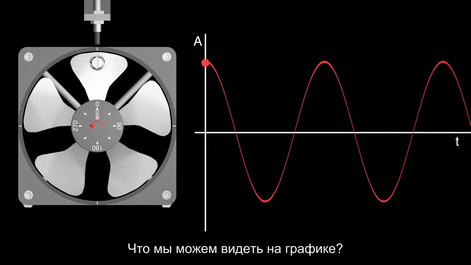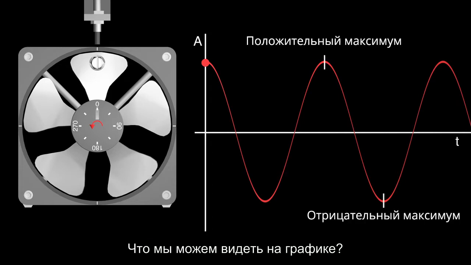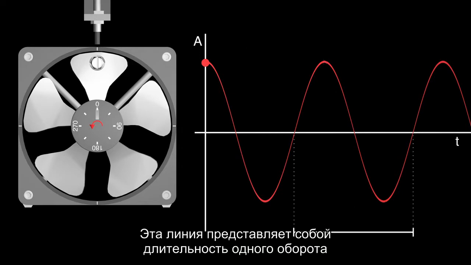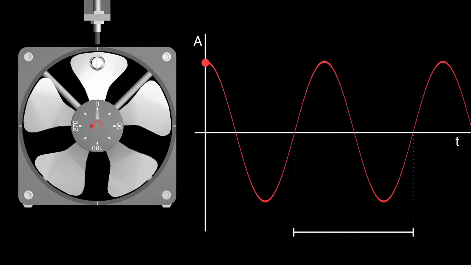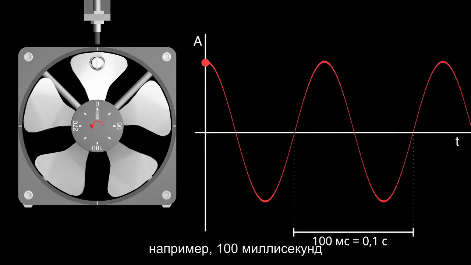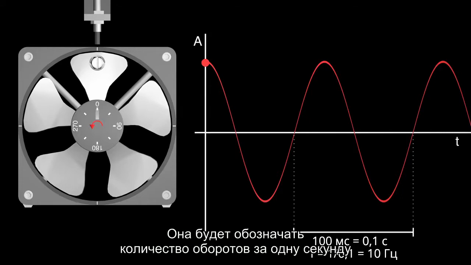What can we see in the graph? Firstly, it is the maximum of movement in both directions. This line is the length of one rotation. We can measure it in time scale, for example 100 milliseconds. We can get the frequency in hertz. It tells how many rotations are during 1 second.